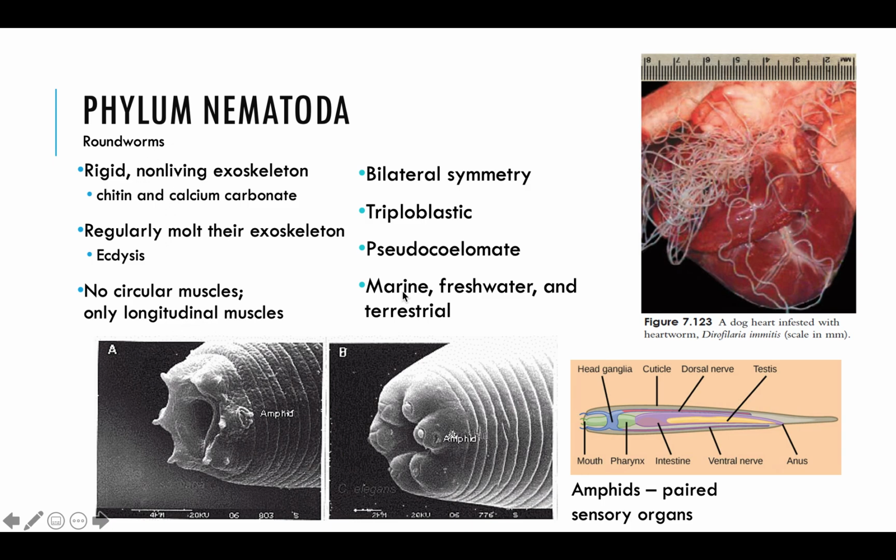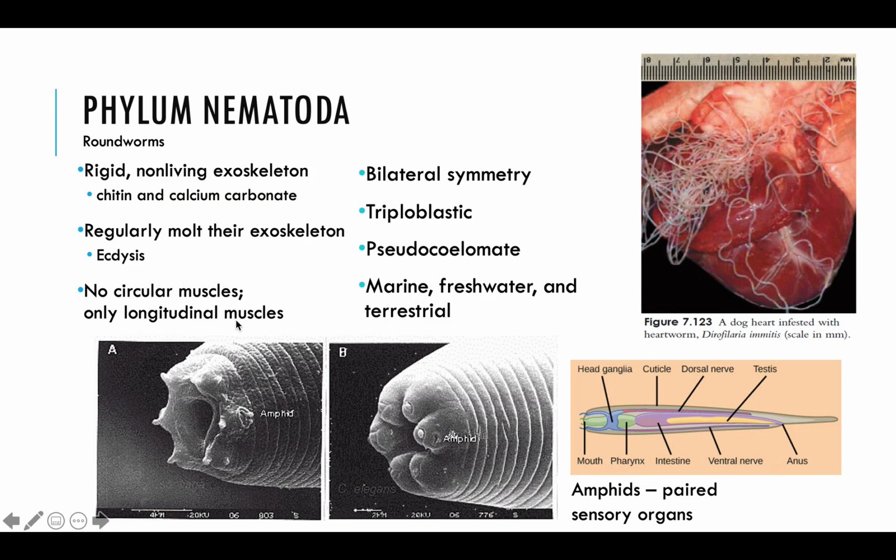I think mainly just dogs, and then some traits about them. So a non-living exoskeleton, which is made out of chitin, right? That protein. Also some calcium carbonate in there. These guys exhibit bilateral symmetry. They're triploblastic, meaning they have the endo, ecto, and mesoderm. They're pseudocoelomates. They do not have a true coelom or body cavity to keep all of their organs in. And they live in marine, freshwater, and terrestrial environments.